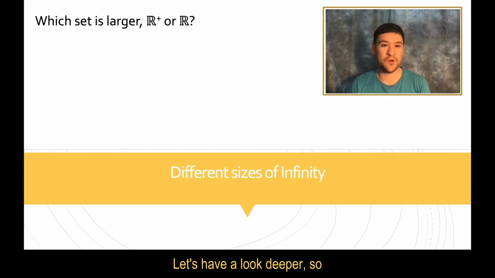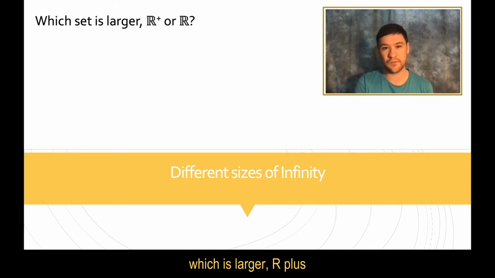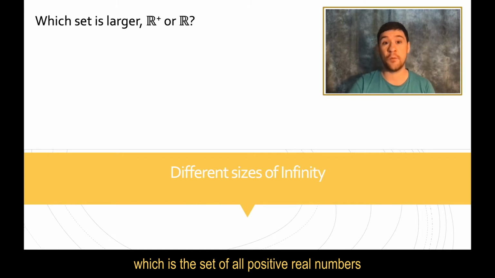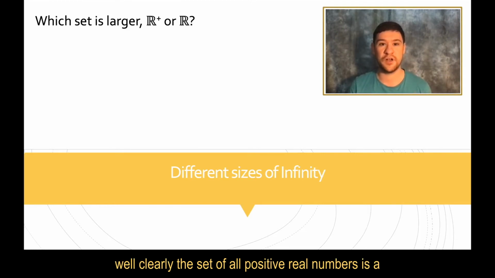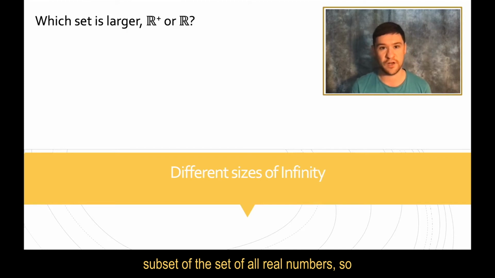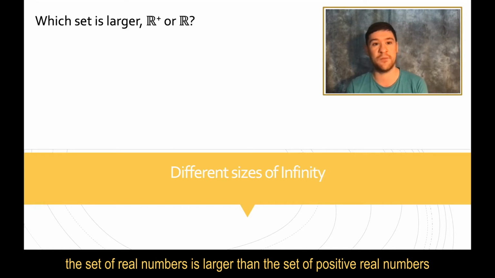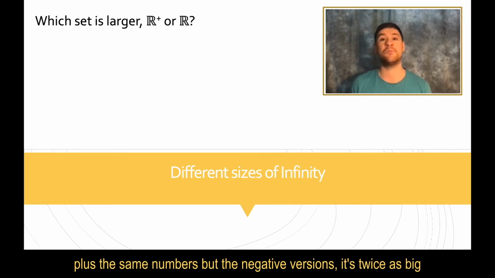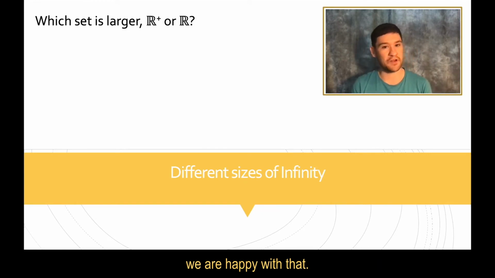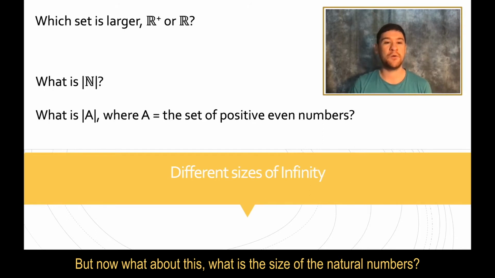Let's have a look deeper. So, which is larger? R plus, which is the set of all positive real numbers, or R, the set of all real numbers? Well, clearly the set of all positive real numbers is a subset of the set of all real numbers. So the set of real numbers is larger than the set of positive real numbers. In fact, it's twice as big. It contains all the positive numbers plus the same numbers but the negative versions. It's twice as big. We're happy with that.